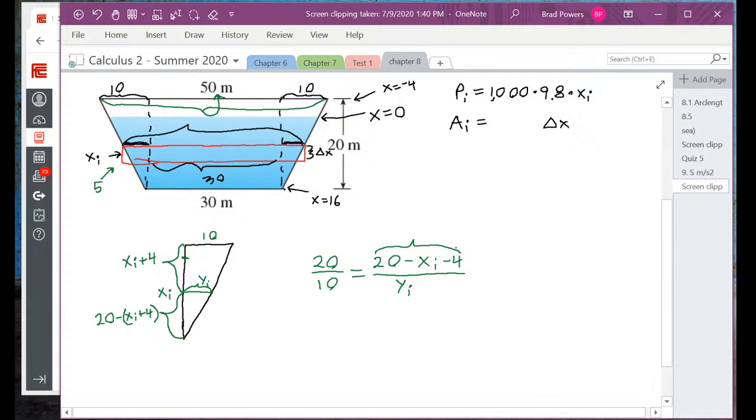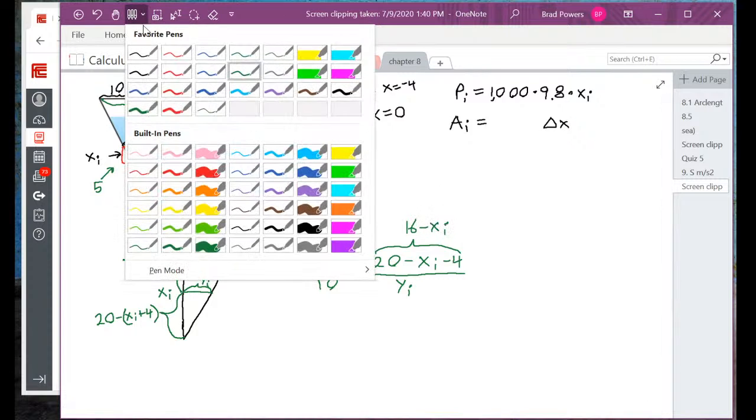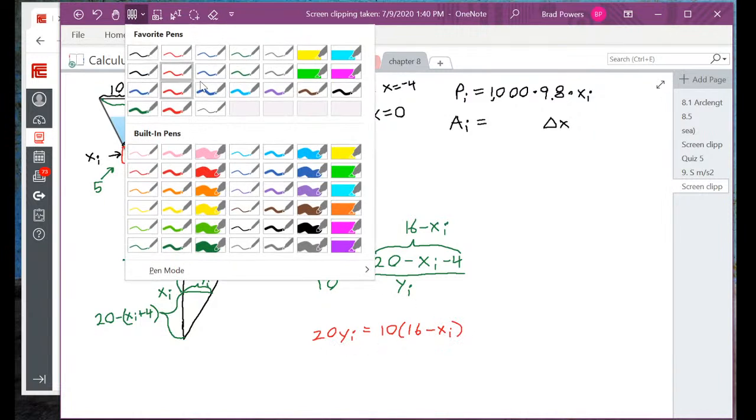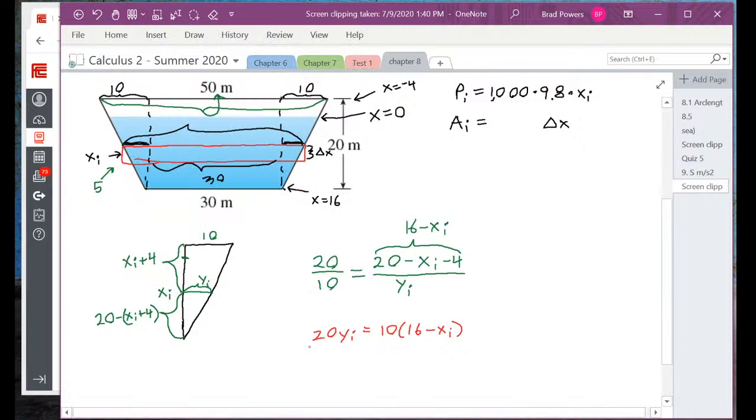And while I'm at it, let's make a note here. This is really 16 minus x sub I. Okay, so we're getting there. This is super duper the hard part. We're almost there. Cross multiply, and we got 20 y sub I is equal to 10 times 16 minus x sub I. And then we'll divide both sides by 20.